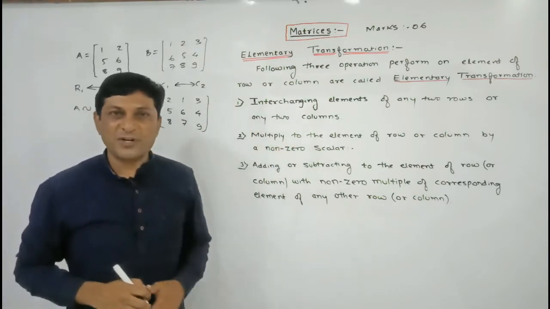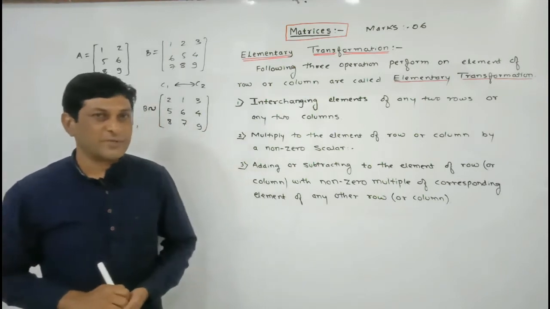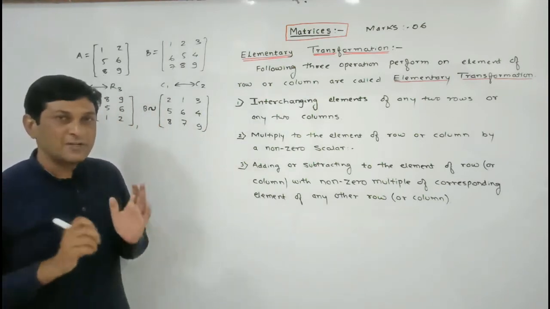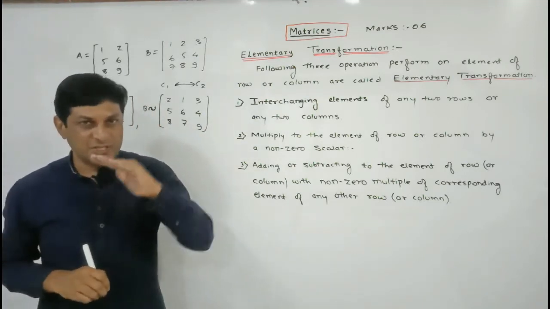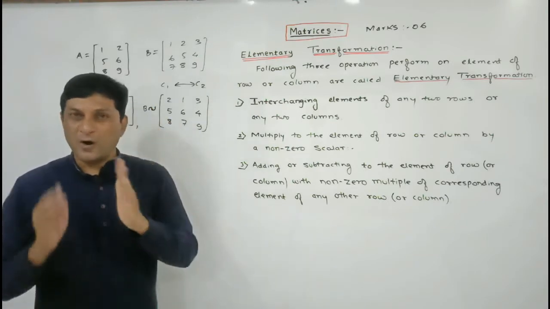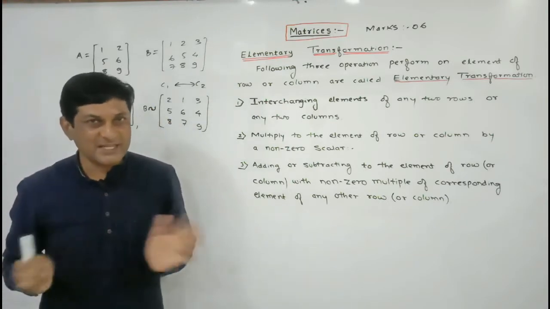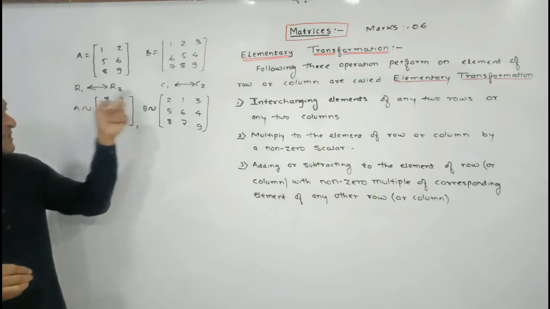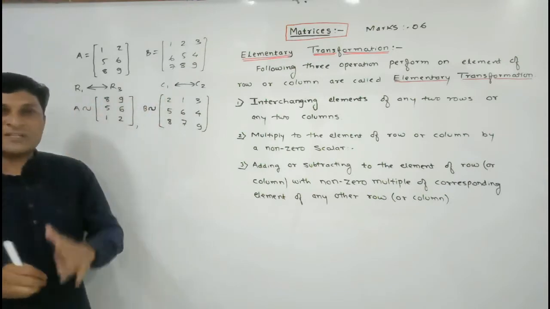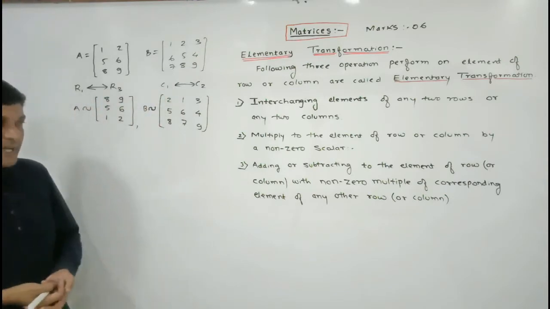So the first important operation of elementary transformation is very clear to you. According to this operation we are able to interchange the elements of any two rows or any two columns, isn't it? And its symbolic representation is this one. Now let us discuss the second important operation.